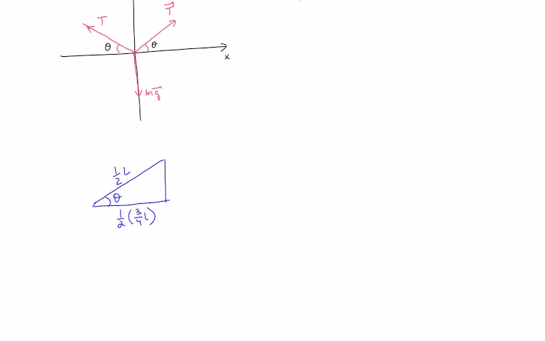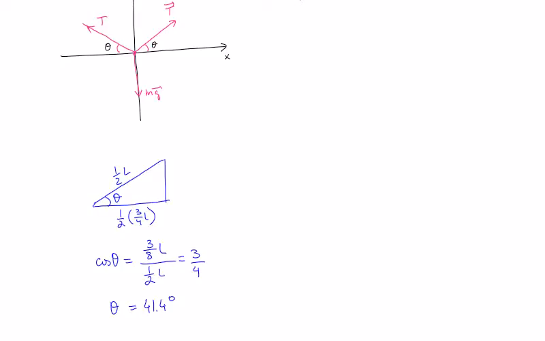From here, I can say cosine theta equals adjacent over hypotenuse, that is 3/8 L divided by 1/2 L, that gives us 3/4. So we can evaluate the theta, and that will be equal to 41.4 degrees.